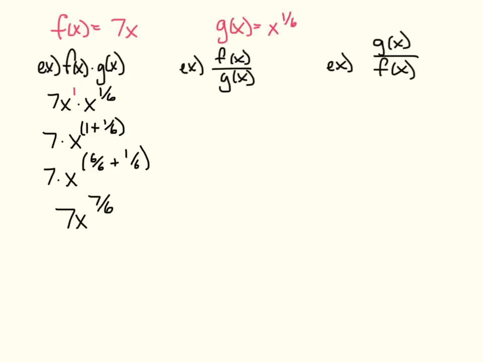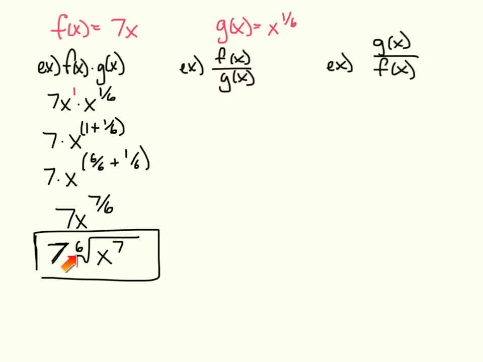So to rewrite this in radical form, this is 7 times the 6th root of x to the 7th. Now, look at the root. This is the 6th root, so it's an even root. What does that tell me about the domain? It's got to be greater than or equal to 0 because you can't take even roots of negative numbers.